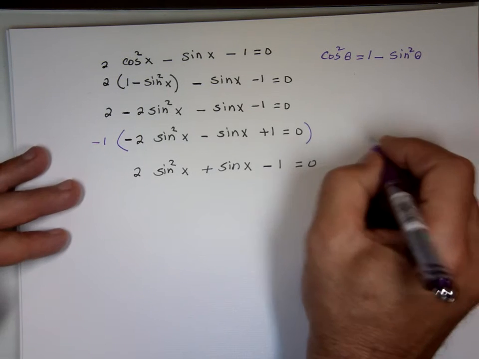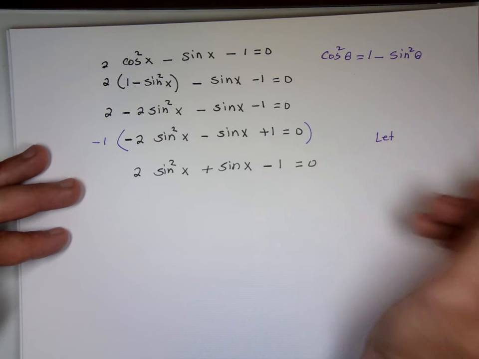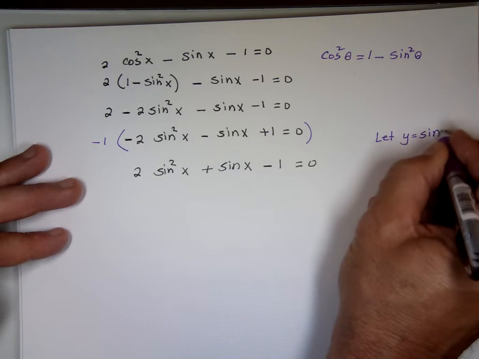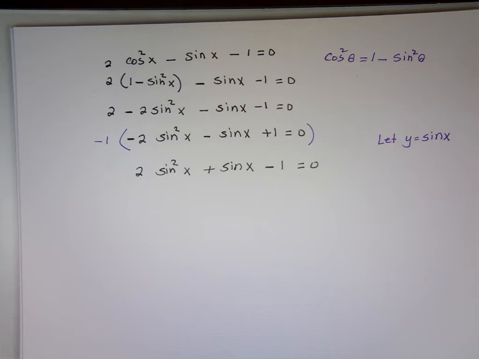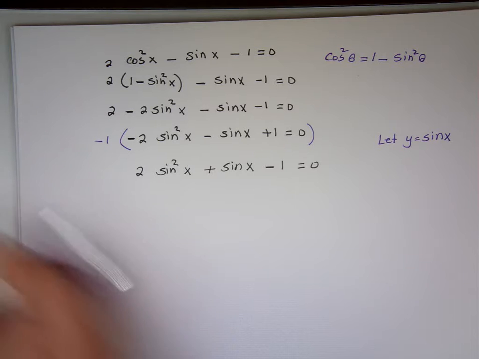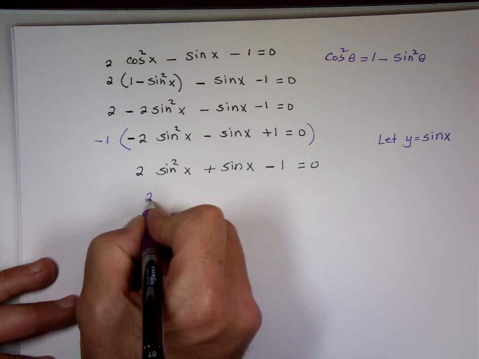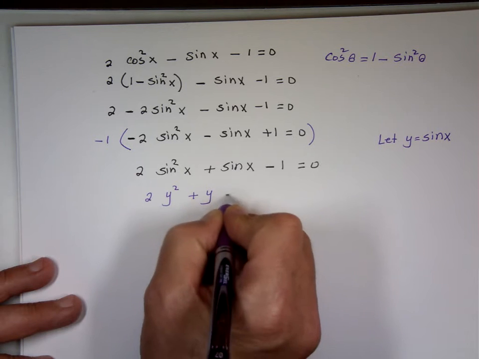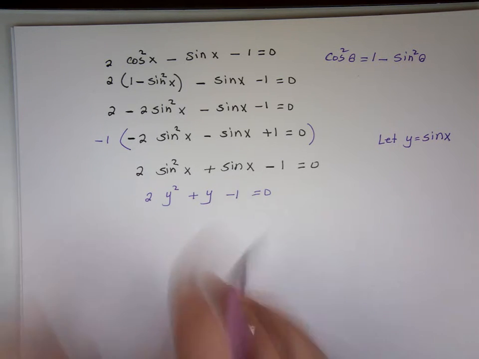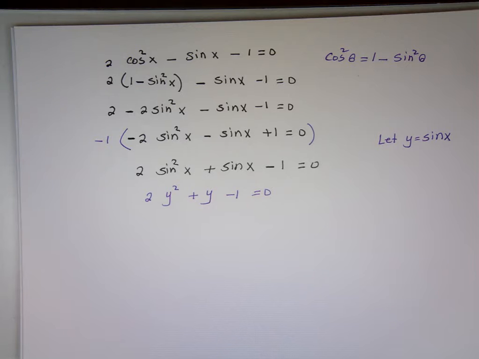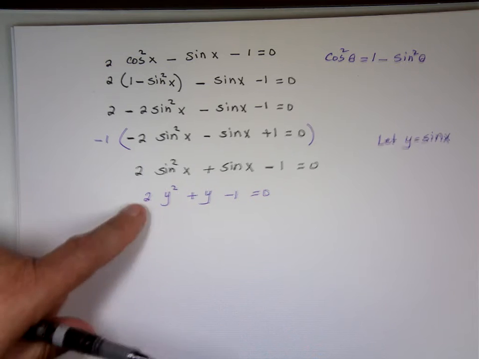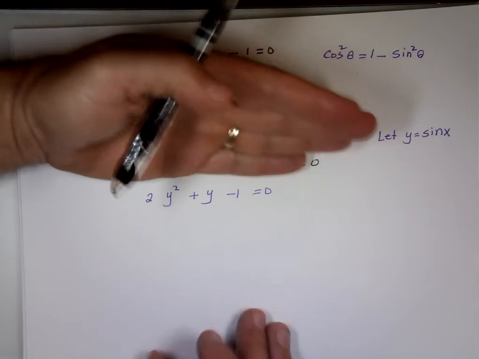What about if I let, just to make it easy on you, y equal sine x? What will happen to that problem? If I do that, this problem will turn to 2y squared plus y minus 1 equals 0. I'm trying to get trig out of the picture, just make it like an algebra problem. If I replace sine of x with y, the problem will turn to this. Don't worry about this, solve this one.